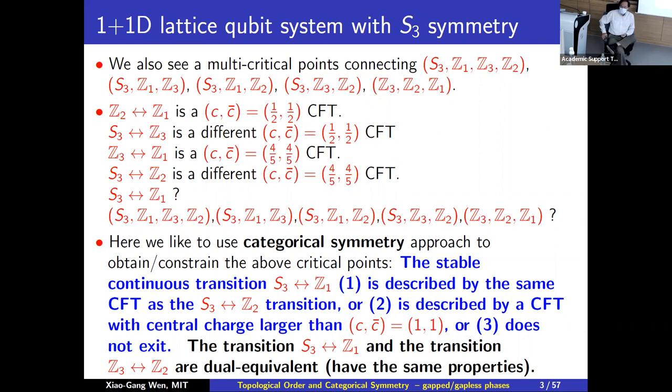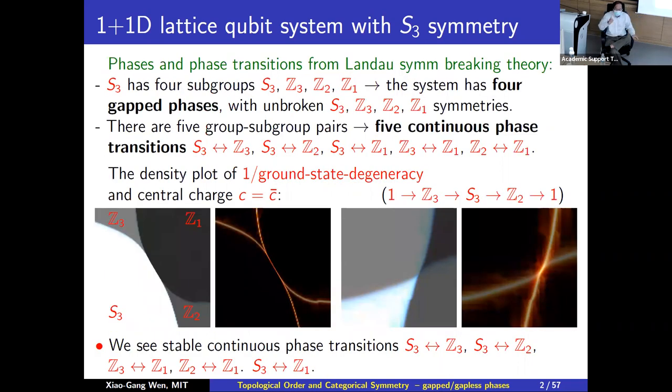The concern is whether there's more than one relevant operator or not. Because this is a stable transition, it must be a CFT with only one S3 symmetric relevant operator. When you do this direct product, maybe there's more than one relevant operator. Because there's a line, you can see this transition is a whole line, it's continuous. So maybe a single CFT describes this whole line of continuous transitions, just like here, the Ising model describes the whole line of continuous transitions. That means there's only one relevant direction here.